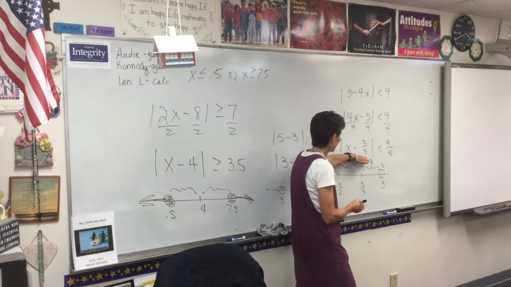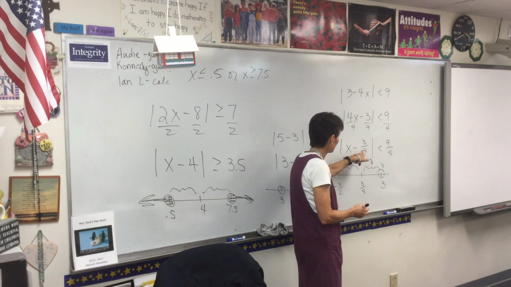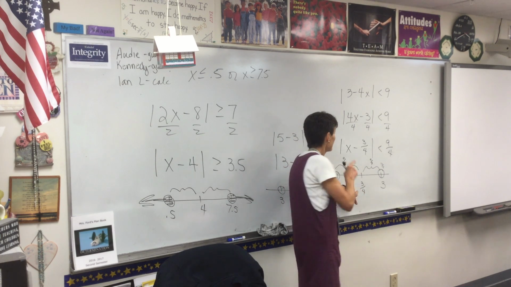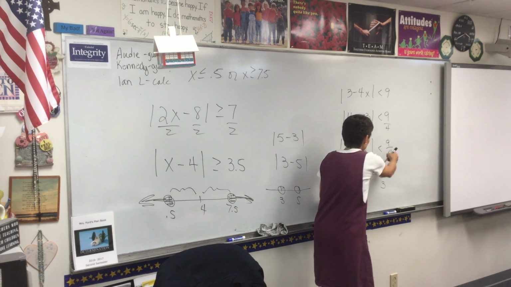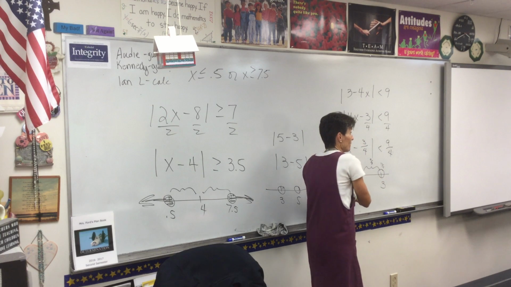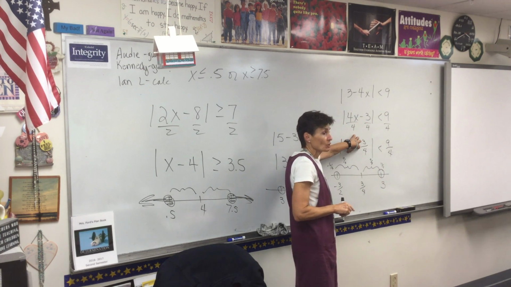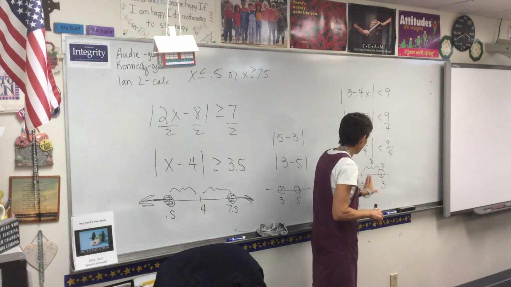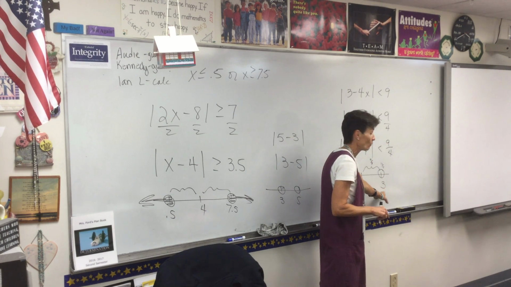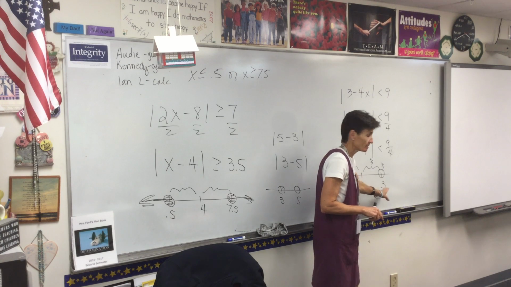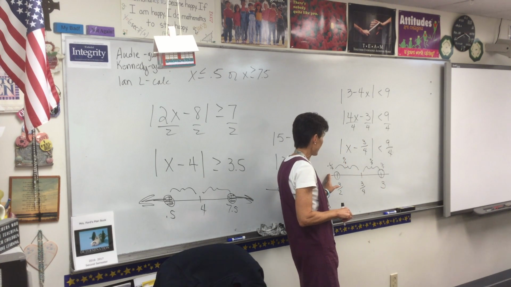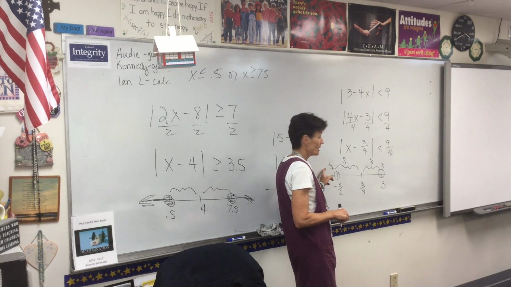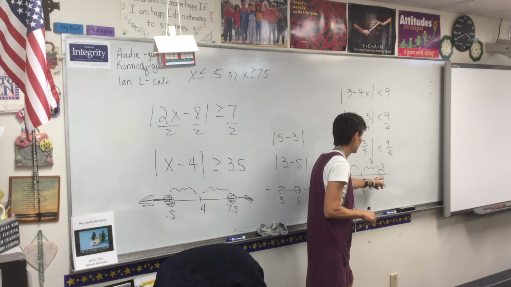So right here, right in the middle of my number line, I put the opposite of that number. I put 3/4. Then I'm going to count forward that many and backward that many. So the opposite of this goes in the middle of your number line. Then you add and subtract that. So 3/4 plus 9/4 is 12/4. 3/4 minus 9/4 is negative 6/4. Now I put open dots on those two numbers.